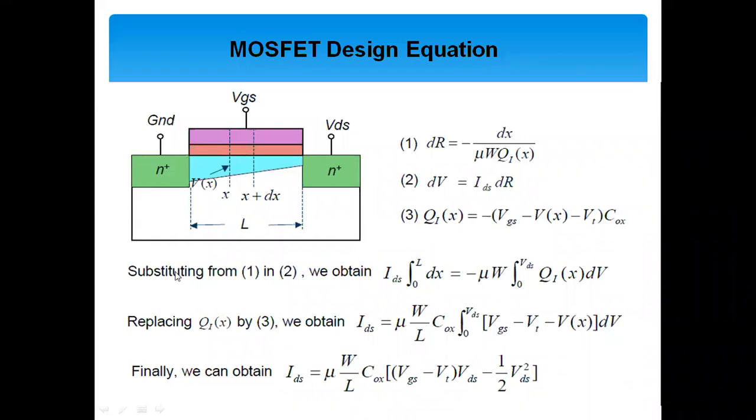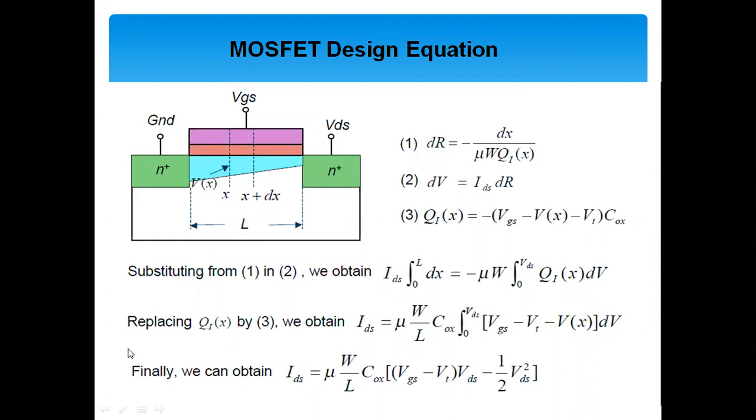By substituting equation 1 into this equation, you will get IDS integral from 0 to L of dx is equal to, we have to put this dR value into this equation, so minus IDS into dx upon mu W Q1. What is this W? Width of the channel. And what is this L? Length of the channel. W stands for the width of the channel. So you will get this equation.